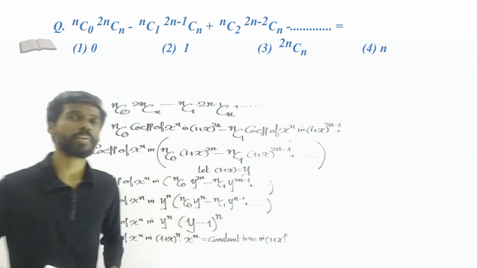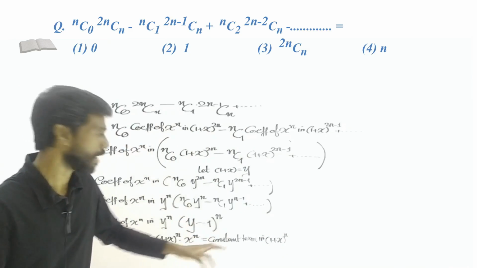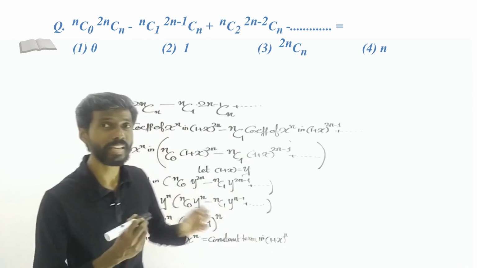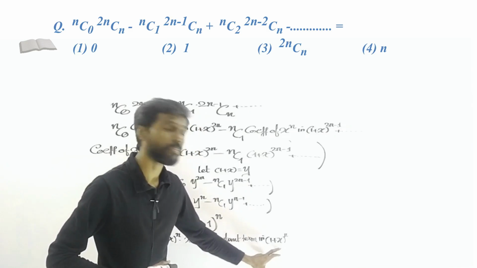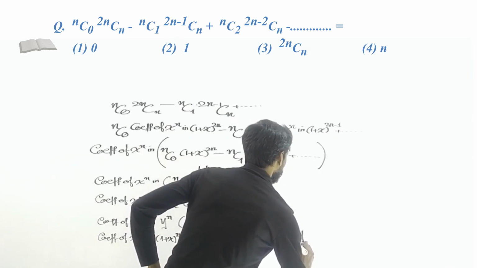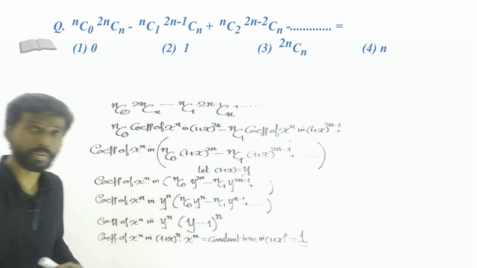So the constant term in (1 plus x) to the power n. What is the constant term? That is the first term itself, 1 to the power n. The rest of the terms will contain x. So the constant term in (1 plus x) to the power n is just 1. So 1 is the answer to the question. So very simple, right?